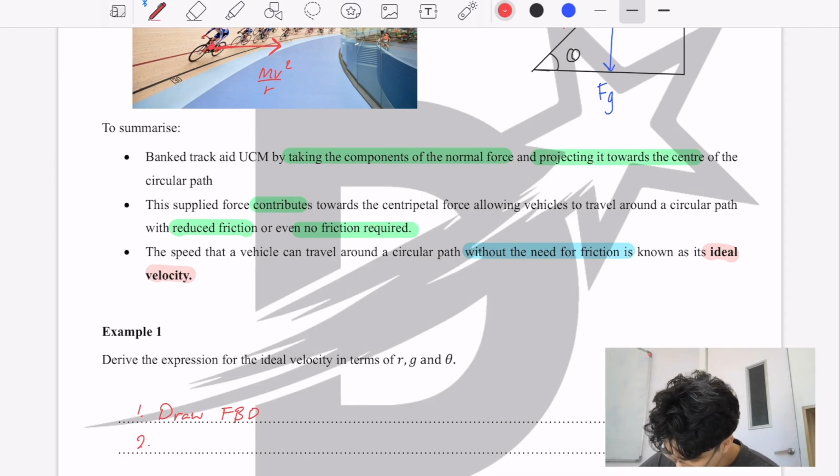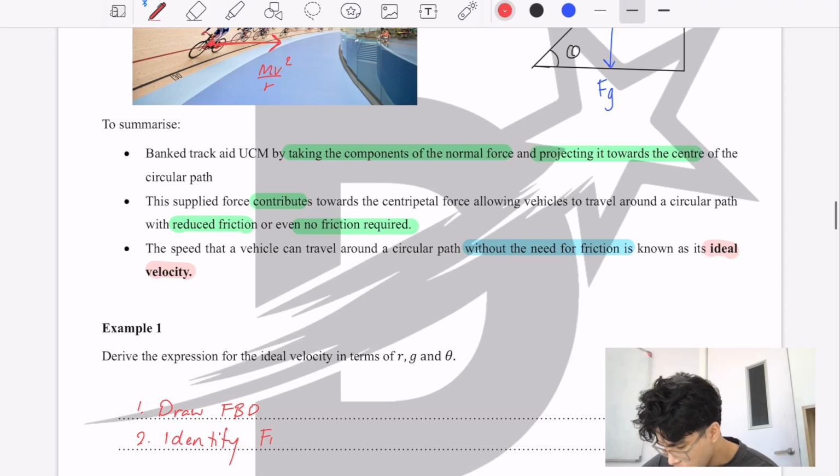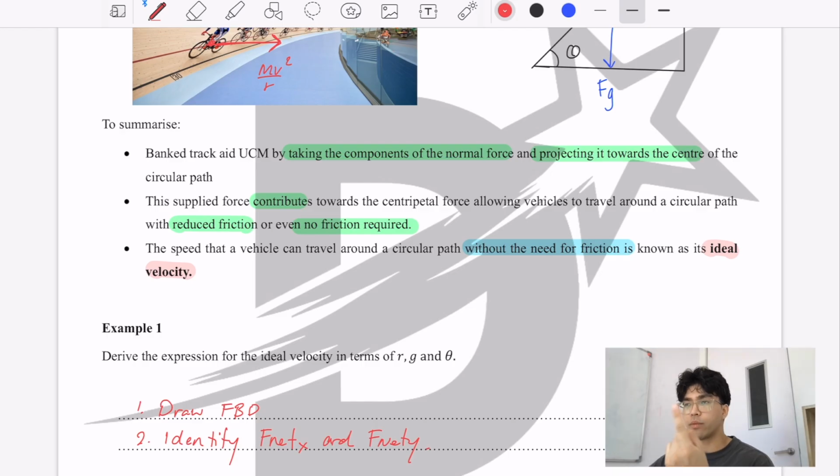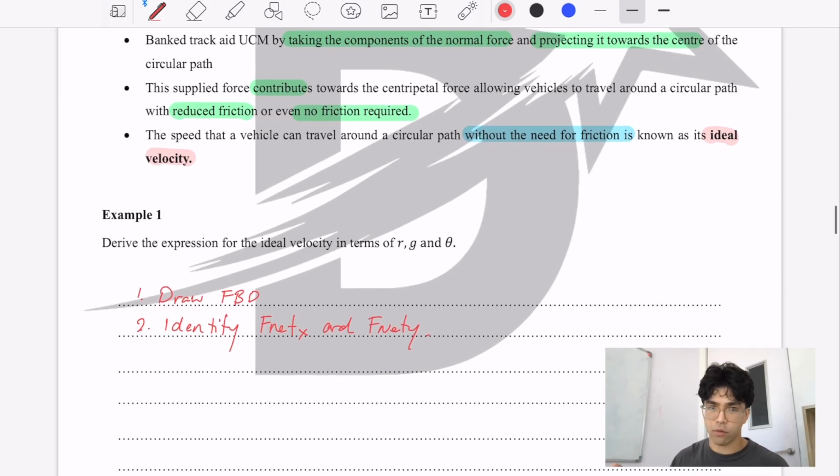Step 2 is to identify your F net X and your F net Y. What this does is you're telling yourself, okay, we know what the motion is. It's uniform circular motion. What does that mean in terms of forces? It means net force in the X direction needs to be what? And net force in the Y direction needs to be what? Again, I'm just writing down the rules for now. I'll show you how to do it later on.